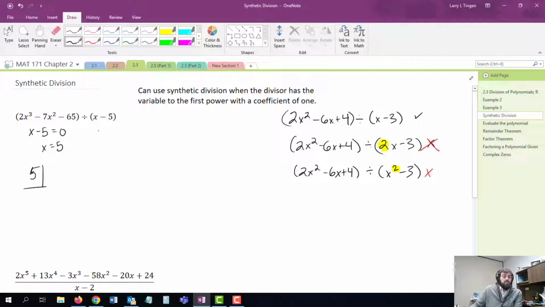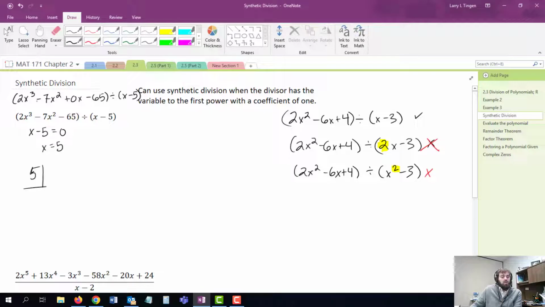Now, just like before, do I have all of the terms? Do I have a term for each power of x, starting with x cubed and going down? I have the x cubed, I have the x squared. I don't have something to the x power. So my problem is really as such. Okay? 2x cubed minus 7x squared plus 0x minus 65.